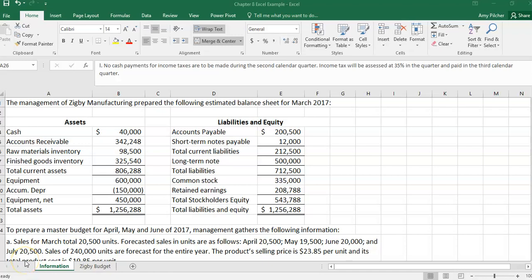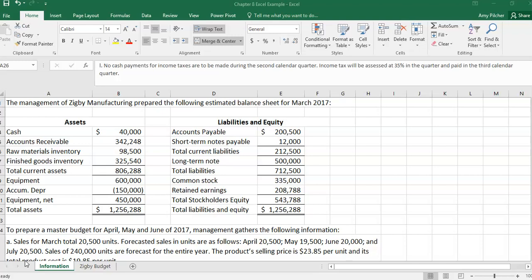Principles of Accounting 2, Chapter 8 example. In Chapter 8, we learned about budgeting. And so in this example, we're going to create an operating budget for a manufacturing company.